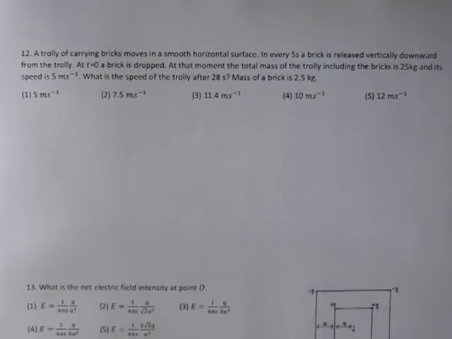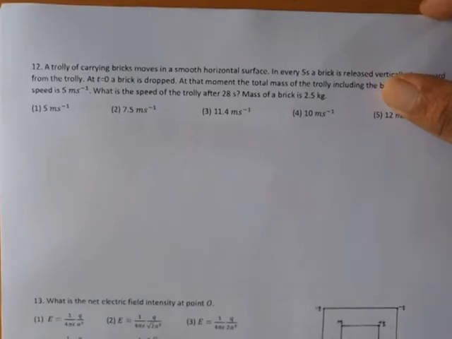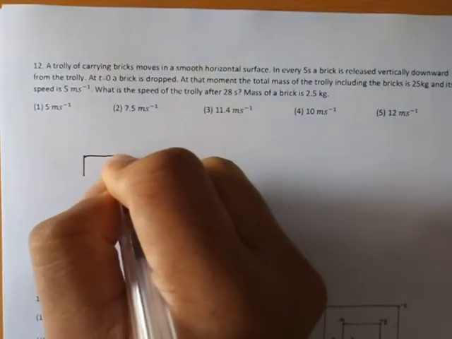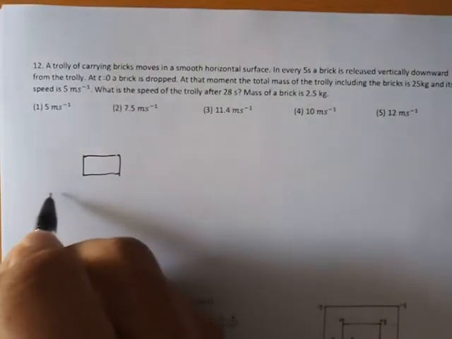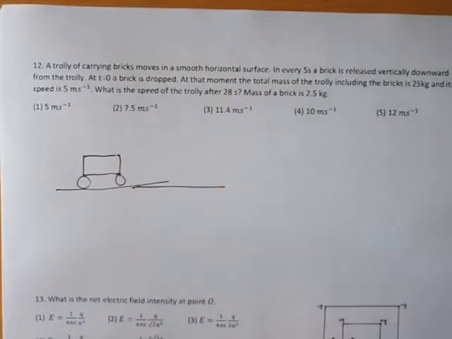So it says this trolley moves on a smooth horizontal surface. So on a smooth surface, therefore no friction acts on the wheels of the trolley. Therefore we can consider no net external force acting on the trolley in the horizontal direction, so we can consider momentum conservation. So it's basically a momentum conservation principle. So I'll consider the trolley now. So here is the trolley, including the bricks. So these are wheels, smooth in horizontal surface.